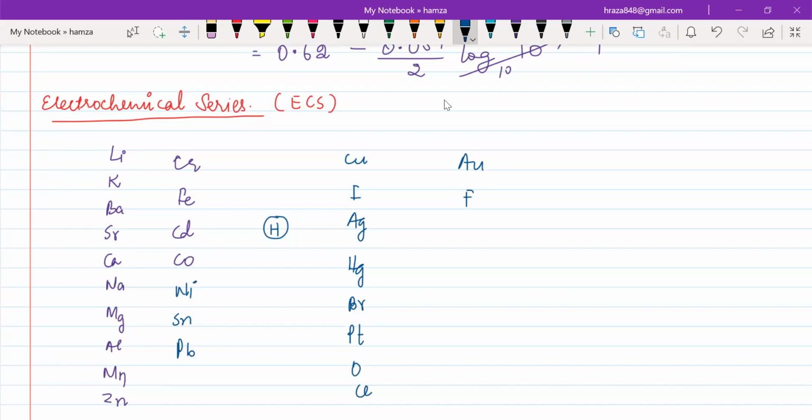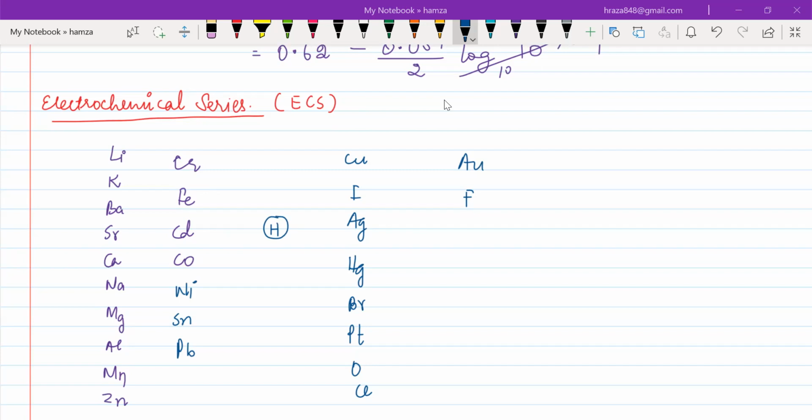Please write all this and then let me know. Then I'll start explaining. It's very easy. We don't need to learn it. We don't need to remember these values. You will get to know what we are going to do with this.